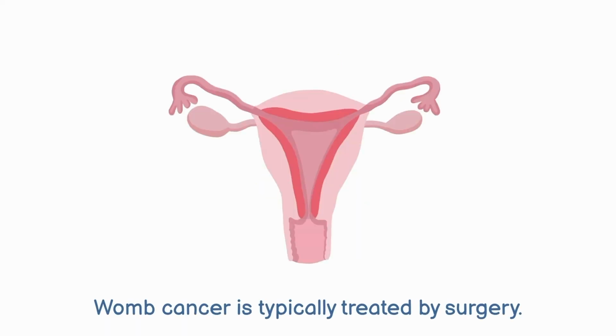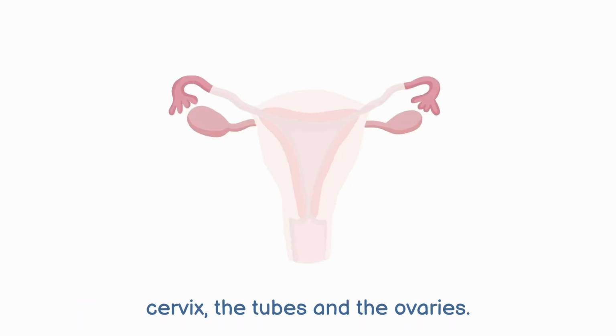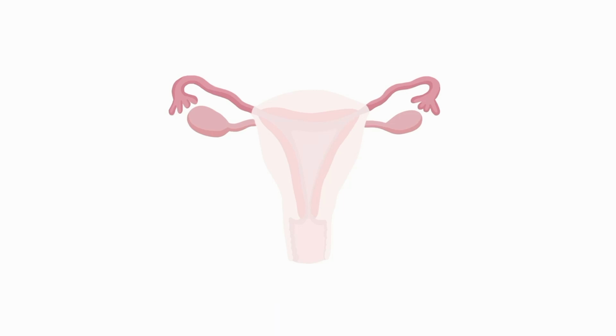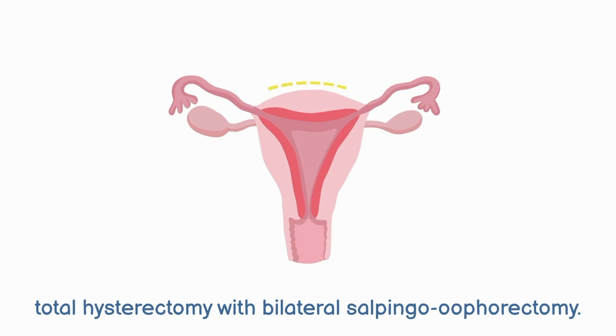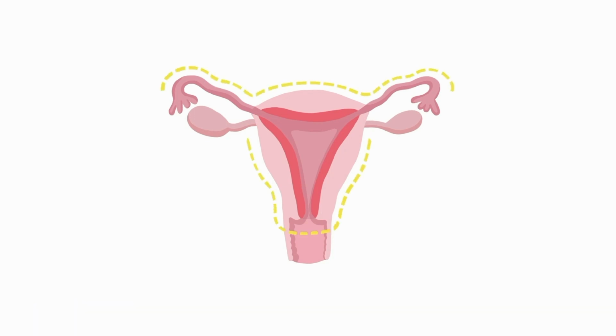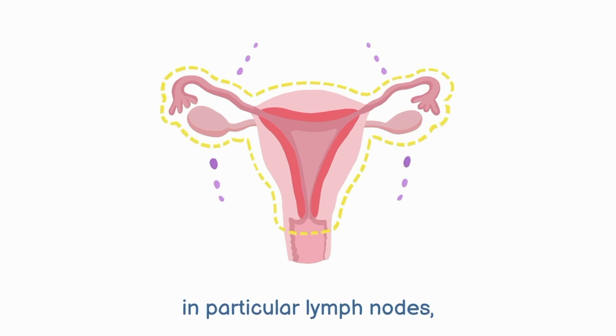Womb cancer is typically treated by surgery. This involves removing the womb, including the cervix, the tubes, and the ovaries. This procedure is known as total hysterectomy with bilateral salpingo-oophorectomy. In selected cases, additional tissues, in particular lymph nodes, may also need to be removed.